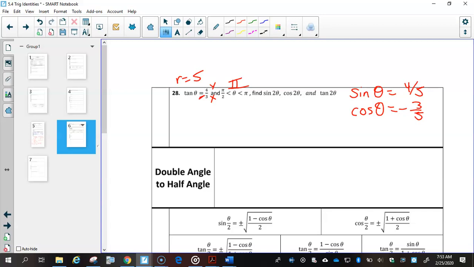Now that you have those three and you eliminated that work, you could go into your double angle formulas. I'm not going to do that. I'm going to let you do it. So I want you to go ahead and try the rest of 28 and 27. I think that's the one we didn't do. And then we'll come back and we'll talk about those answers.